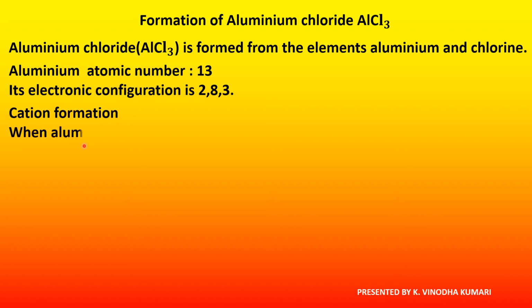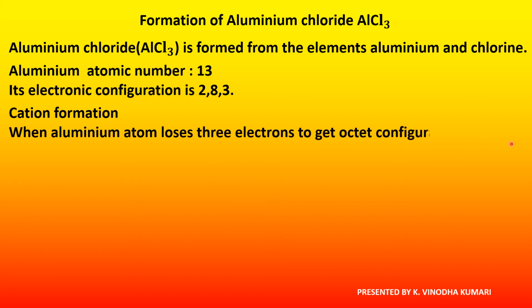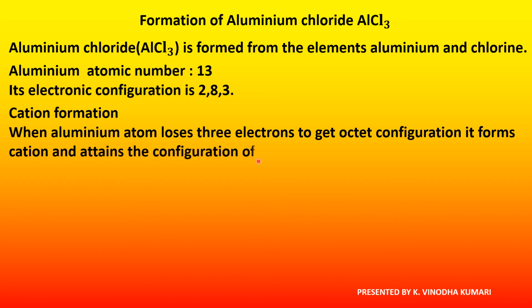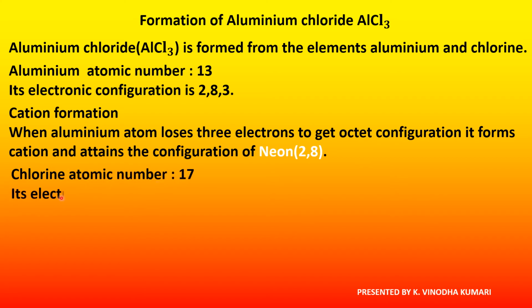Aluminium, when it loses 3 electrons to get the octet configuration of neon, forms a cation and attains the configuration 2, 8. And chlorine, whose atomic number is 17, has the electronic configuration 2, 8, 7.